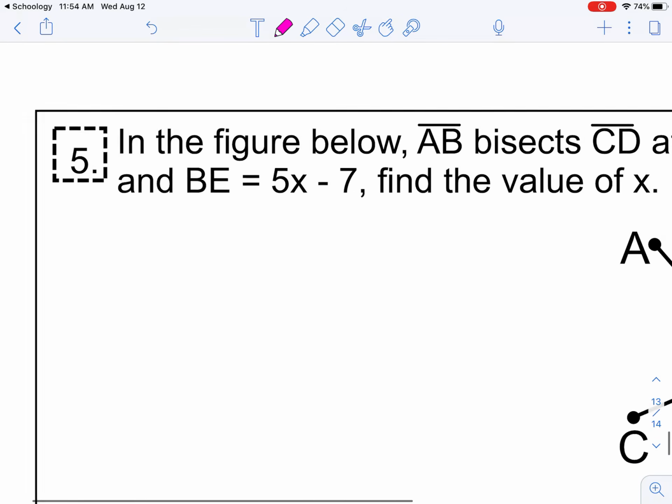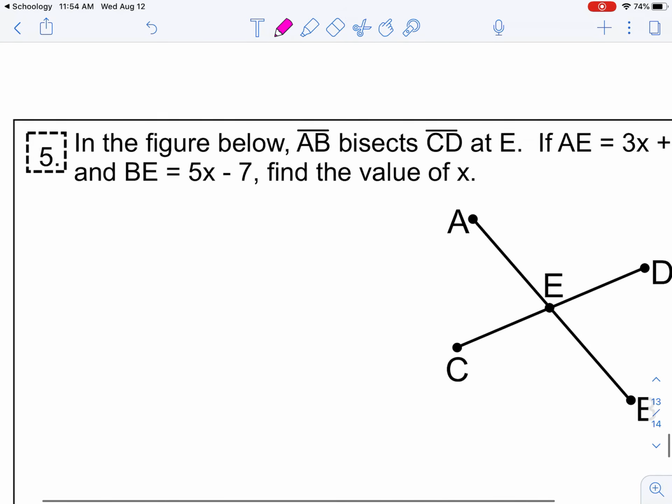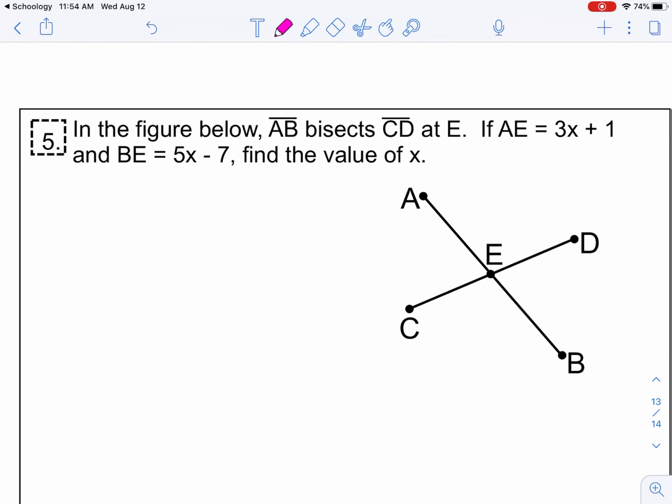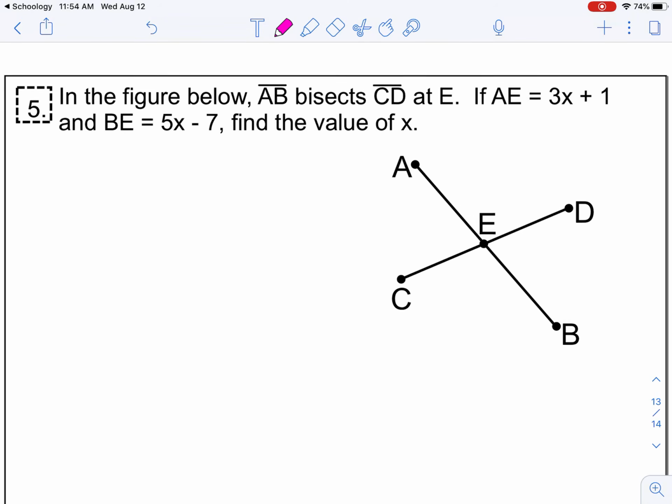Okay, the very last problem. Now I keep going back and forth on how I want you to do this. Go ahead and pause the video. Try it on your own. Come back. Okay, so tricky situation with this. Hopefully you felt the tricky situation, but we'll see how you did.